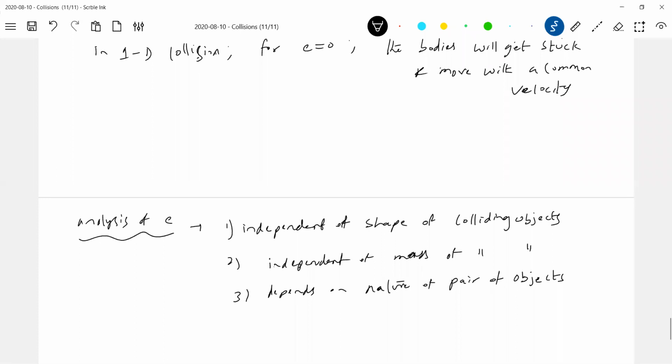Now suppose a wood collides with a wall. The wood and wall are a pair. Then wood and glass, that pair will have its own value. So different pairs will have different values. It is defined for a pair of objects, not for one object. For wood, what is e? Meaningless question. Wood and glass, how much is e? Wood and rubber, how much is e? Stone and glass, how much is e?